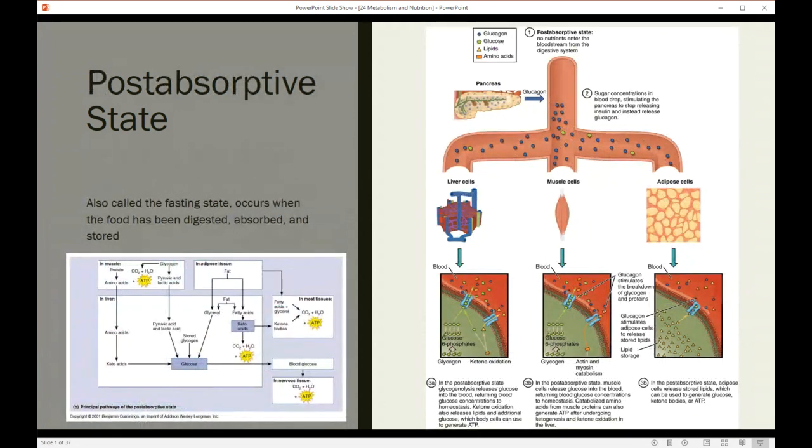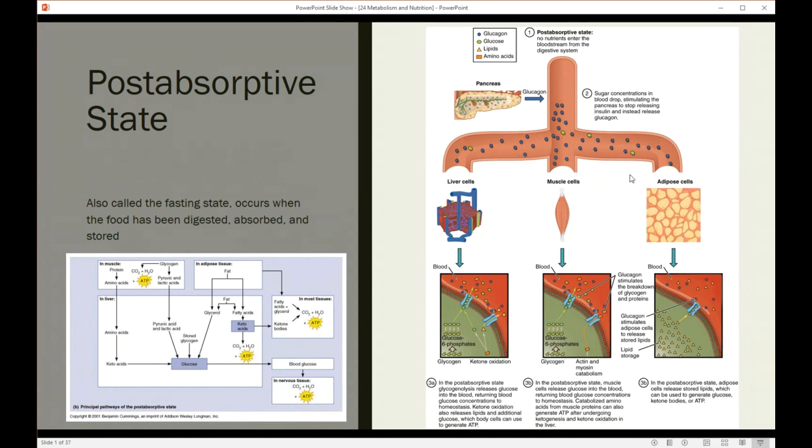Post-absorptive state is when we are fasting, like overnight, for instance. This occurs after the food has been digested, absorbed, and then stored. So no nutrients are entering our bloodstream. That means that our sugar concentration within our blood drops, right? Because we haven't eaten anything, that's going to stimulate our pancreas to stop releasing insulin, and instead we're going to start releasing glucagon.